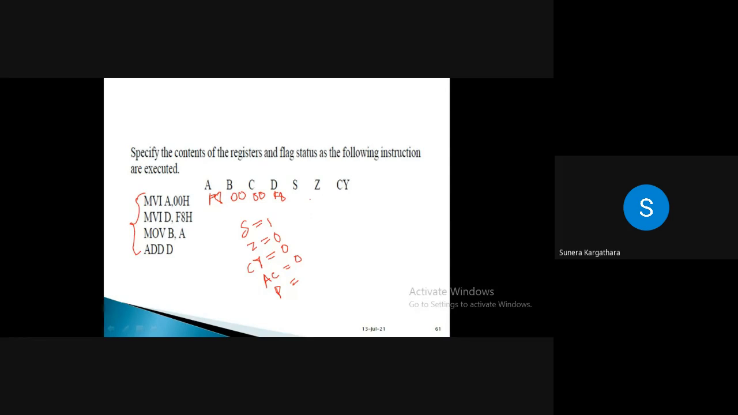See, F is 1, 1, 1, 1 and 8 is 1, 0, 0, 0. So you need to count the number of ones, Nancy. 1, 2, 3, 4 and 5. Right. Is it even or odd? Odd. So that will be 0. If you have an even number of ones, then your parity bit will be set to 1. Very good, Nancy, right? So students, like that, it may be possible that a set of instructions is given to you. You need to write the modified content of your registers and flags after executing these instructions, right?